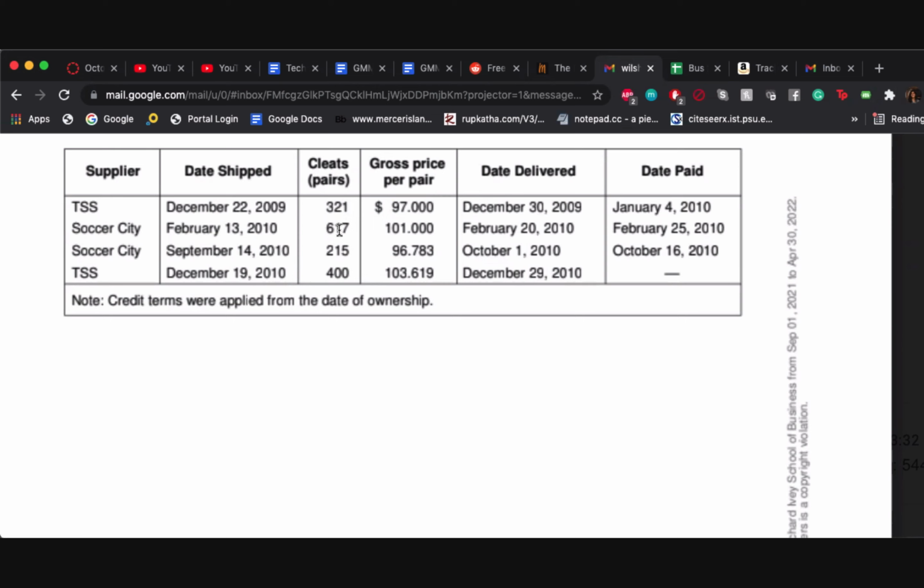And on top I will write the total amount of units. So if this was like 321, and then this was 617, I'll just do that for each. And then if there's any returns, I'll subtract that and I'll put that up here as well.